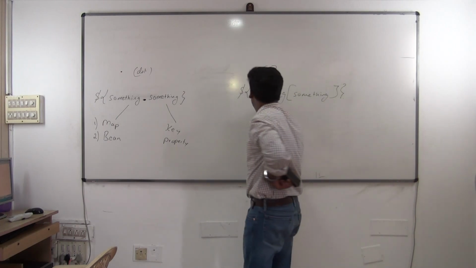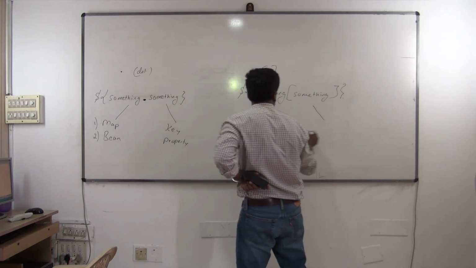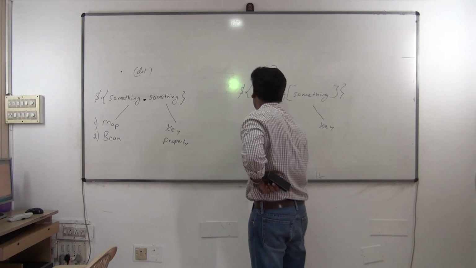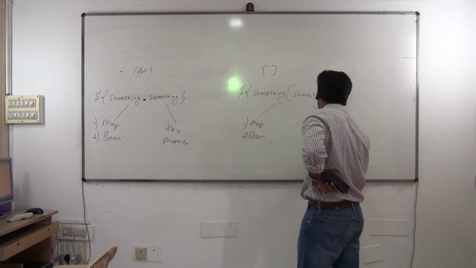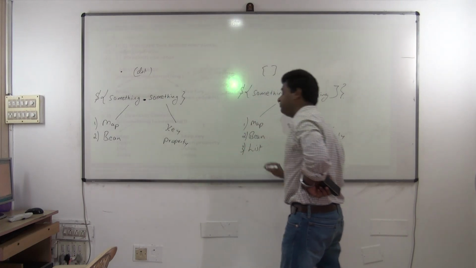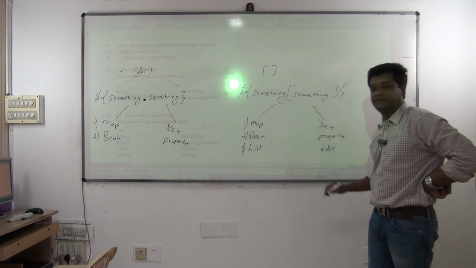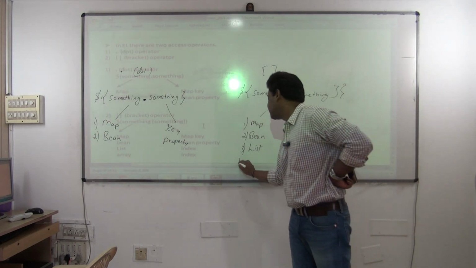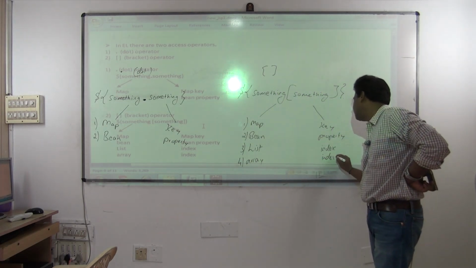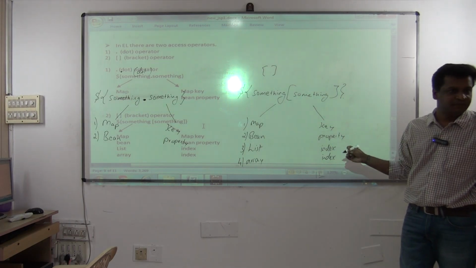Here, same thing. There is no change. First two will remain same. First one is map, second one would be key. Second one is bean, this will be property. That's okay. But you get two more extra support here. If it is list, this will be index. You can use index. And if it is an array, again you can use an index. So only two extra supports come here. That's all. So whichever one you want, you can use.